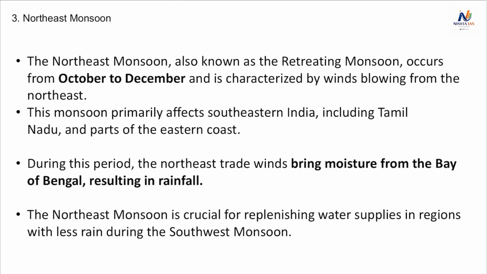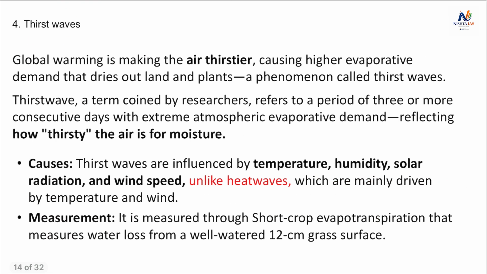So this is a brief about Indian monsoons, and here we can see the description of the northeast monsoon. It occurs from October to December, and it brings moisture from the Bay of Bengal, thereby giving rainfall on the Tamil Nadu coasts. Then the thirst waves.